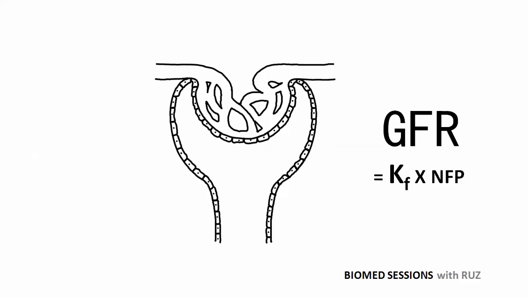In a later video, we'll go into more detail about the control of GFR and how it is estimated. But for now, I would like you to understand that the glomerulus, alongside the Bowman's capsule, is highly specialized in the filtration of blood. And glomerular filtration rate, GFR, is a good indicator of how well the kidneys are working.